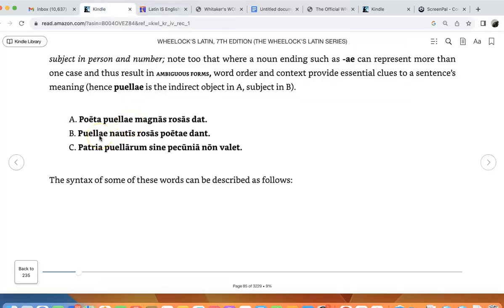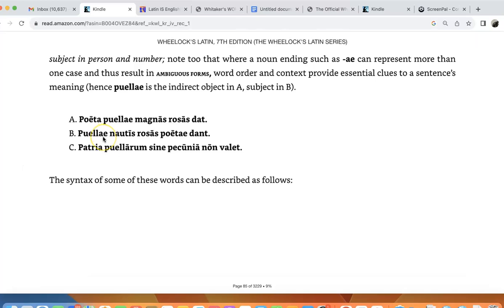Let's look at this example here. Now here the verb is in the plural because it ends in NT. So if it ends in T, it's third person singular. If it ends in NT, it's third person plural. So the girls are giving. Remember, in Latin, the present tense can mean are giving, give, or do give.